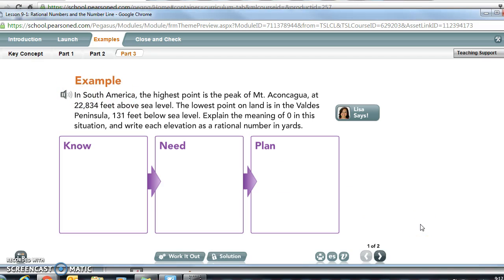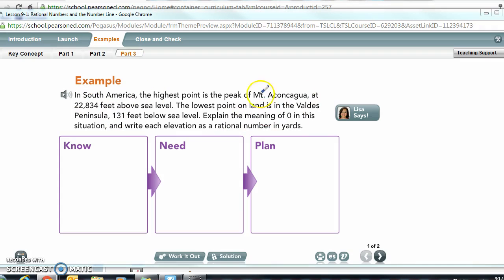In South America, the highest point is the peak of Mount Aconcagua, at 22,834 feet above sea level. The lowest point on land is the Valdez Peninsula, 131 feet below sea level. Explain the meaning of 0 in this situation and write each elevation as a rational number in yards.